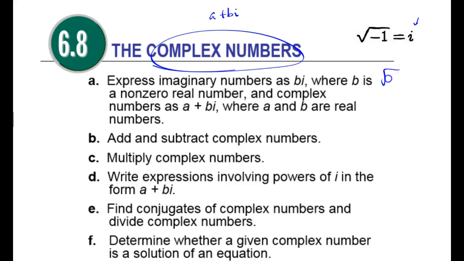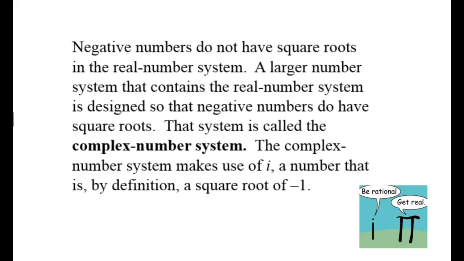So if you had like the square root of -4, we used to call that undefined. Well, today we're going to define this as the square root of 4 times the square root of -1, which is 2i. So we can add and subtract these complex numbers in the form of a plus bi, where a is a real number and this bi is the imaginary part. We can multiply them, we can divide them. So we're going to be looking at, again, complex numbers and the number system.